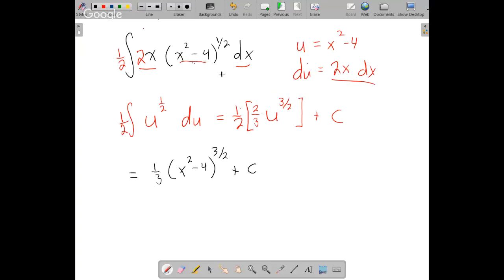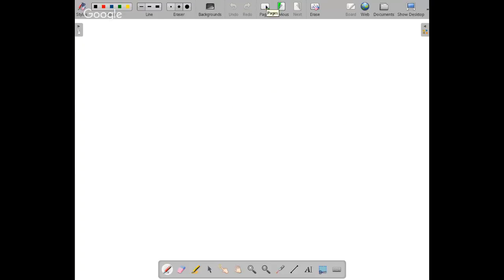Let's try another one. So new page. Let's do a definite integral. And there's a couple ways to deal with a definite integral, so we'll look at it both ways. Suppose I had the integral from 0 to 1 of x squared times 1 plus 2x cubed to the power 5 with respect to x.